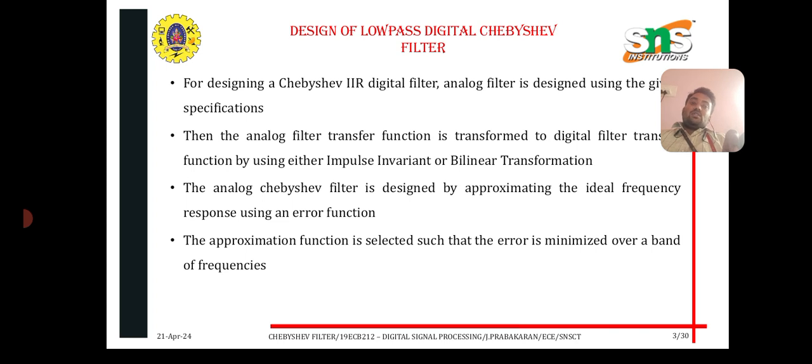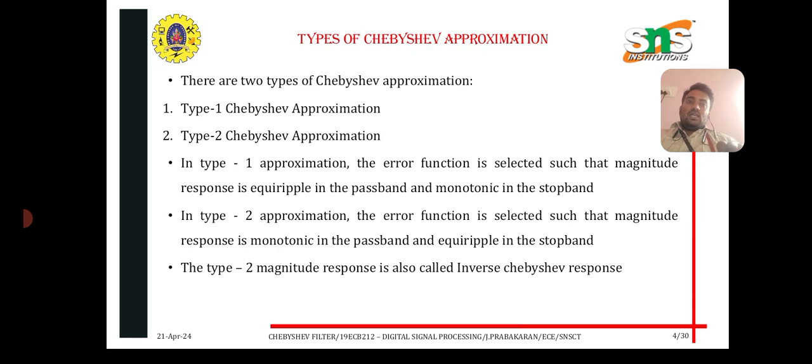The analog Chebyshev filter is designed by approximating the ideal frequency response using an error function. The approximation function is selected such that the error is minimized over a band of frequencies. There are two types of Chebyshev approximation: type 1 Chebyshev approximation and type 2 Chebyshev approximation.